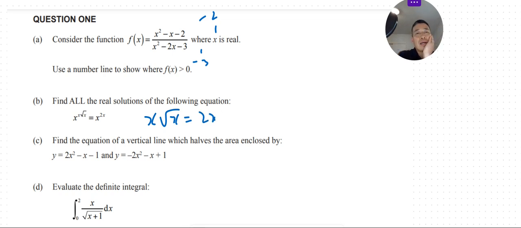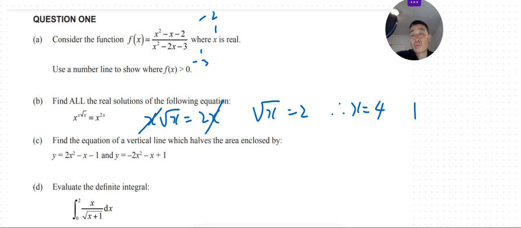That's the one, isn't it? So we can divide it by x on both sides. So what's left is the square root of x equals 2. If I square both sides, I get x is 4. Is that it? You have to think about when x is 1. I'll show you: 1 to the power of 1 square root of 1, which is just 1, equals 1 to the power of 2 times 1, which is 1 squared, which is 1. It's all 1.